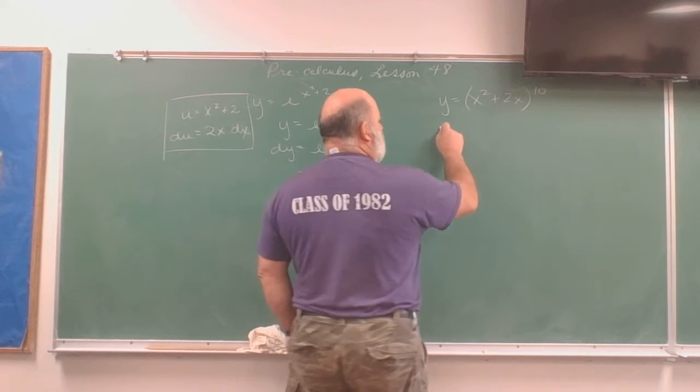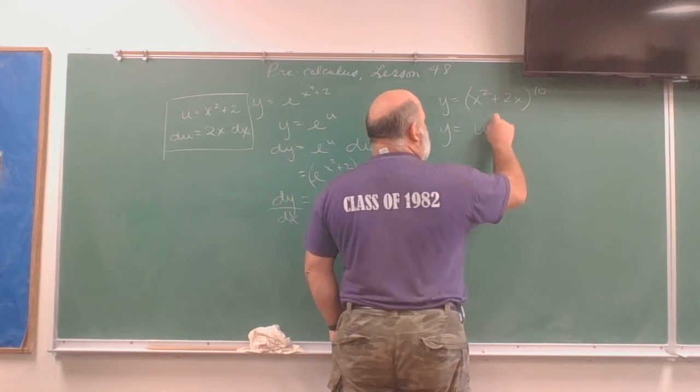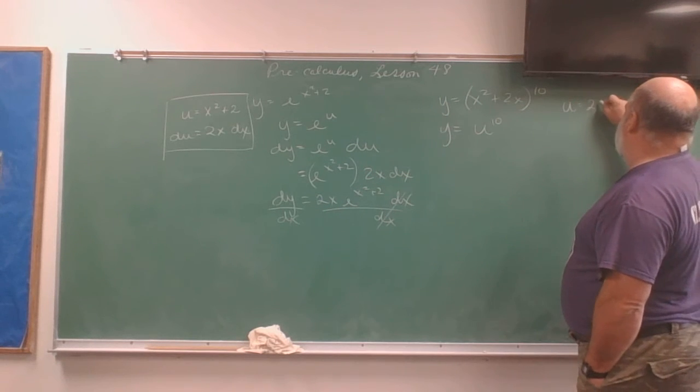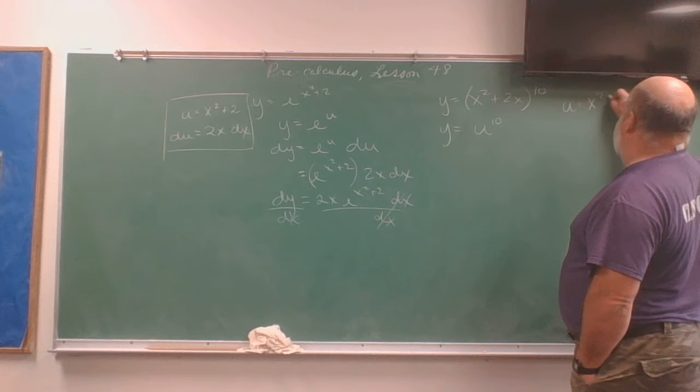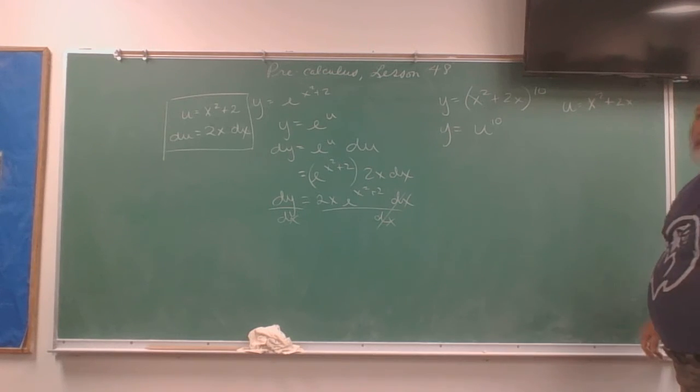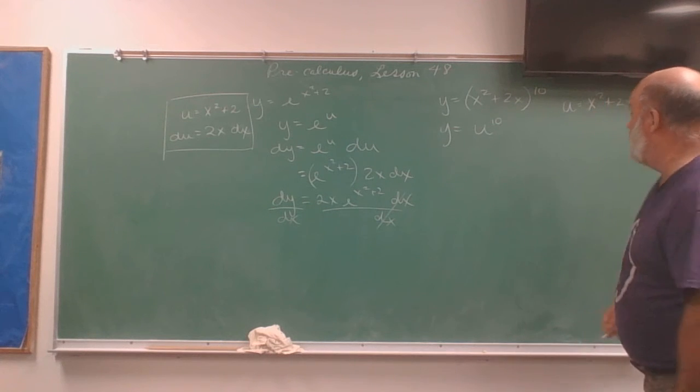Before we do, we're going to say y equals u to the 10th power. And in this case, u equals x squared plus 2x. By the way, there's lots of examples, so this video may take a while.